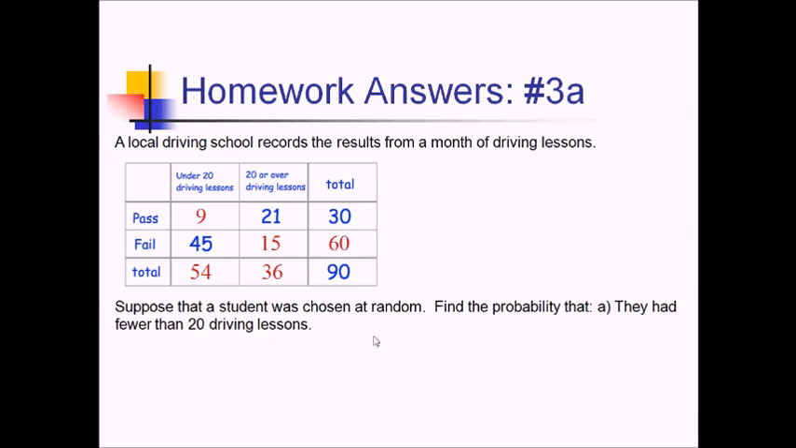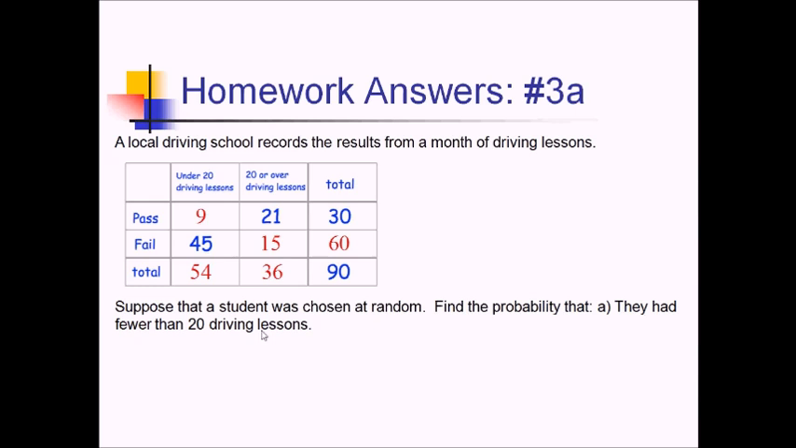Given all that, let's now figure out this first one. A student was chosen at random. So that means that we're using 90 as our denominator with whatever we come up with here. Find the probability that they had fewer than 20 driving lessons.